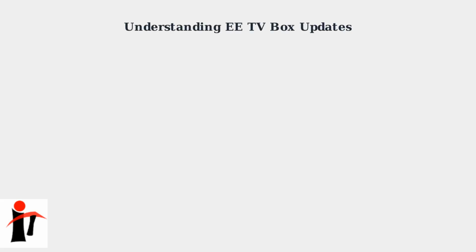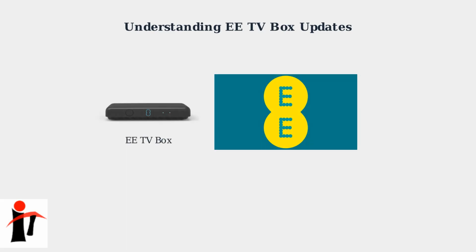EETV boxes are sophisticated devices that require regular updates to maintain optimal performance and security. Understanding how these updates work is essential for getting the most out of your entertainment system. EETV boxes come in different models, including the standard EETV box and the EETV box mini. Each device is designed to deliver high-quality streaming and recording capabilities to your home.